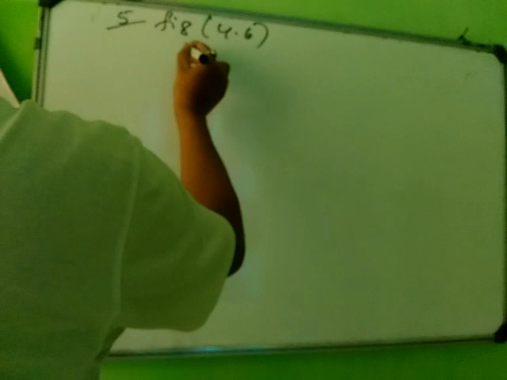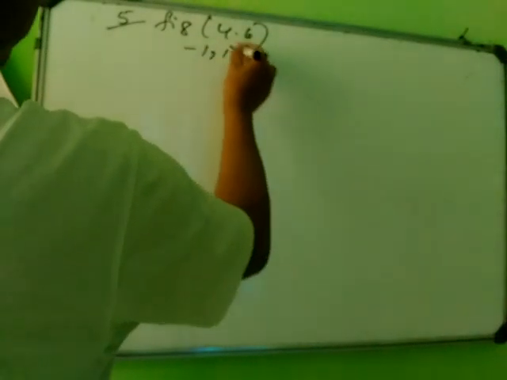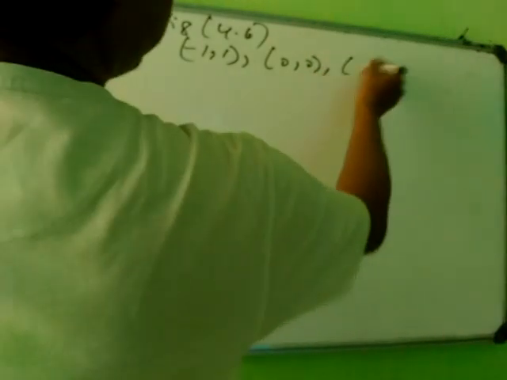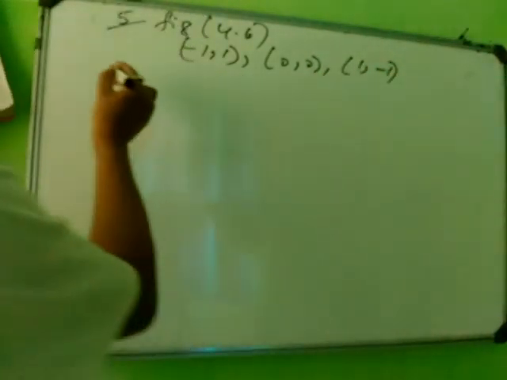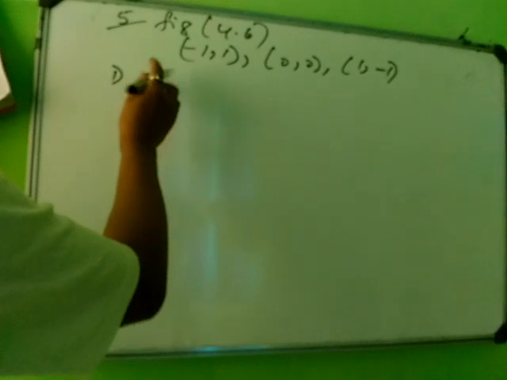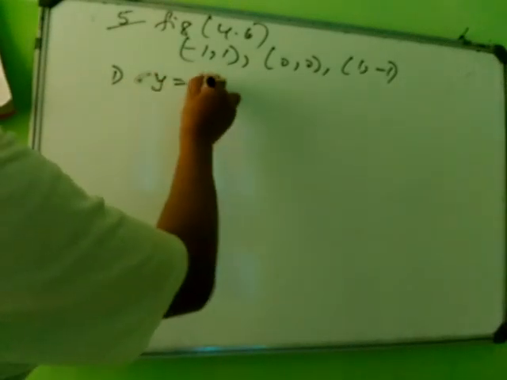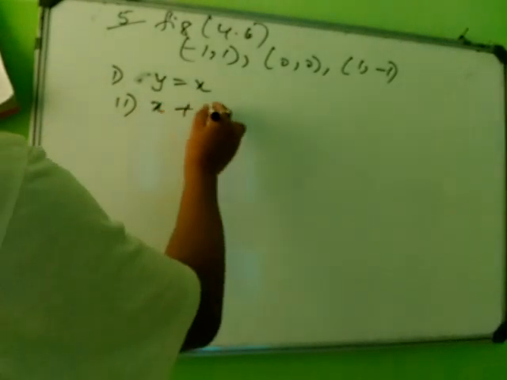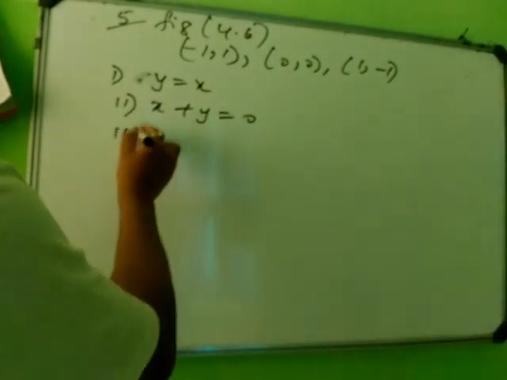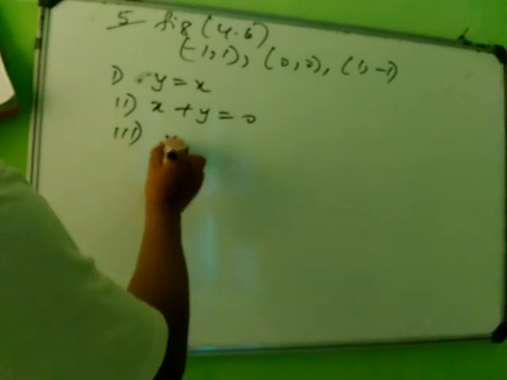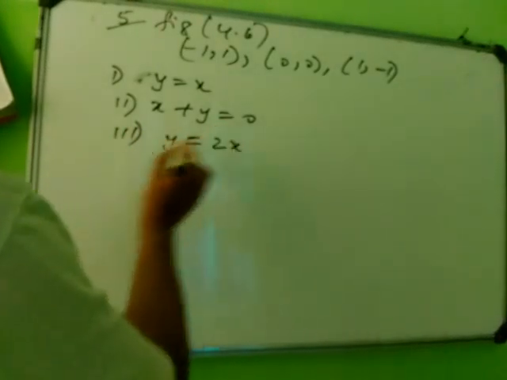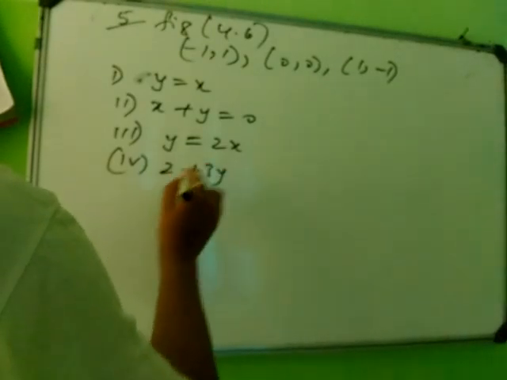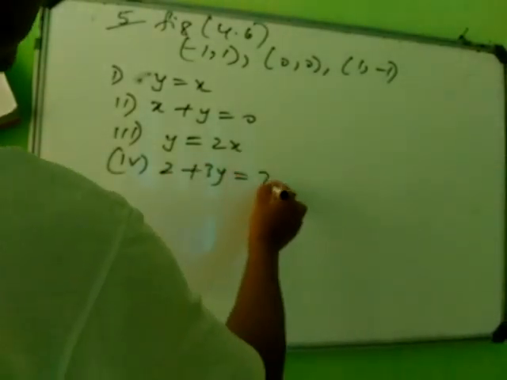Let us take the points: minus 1, 1, then 0, 0, and 1, minus 1. The equations given are: number 1, y equals x. Number 2, x plus y equals 0. Number 3, y equals twice x. Number 4, twice x plus 3y equals 7x.